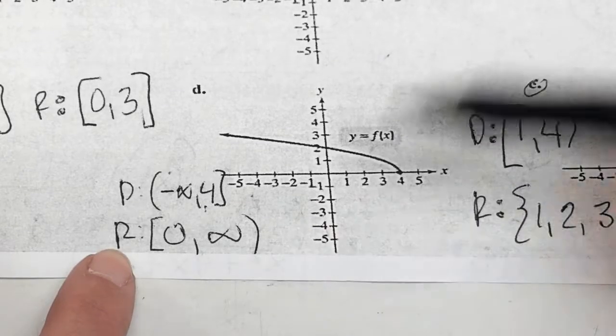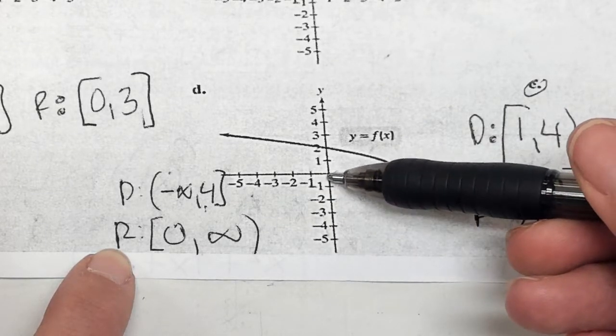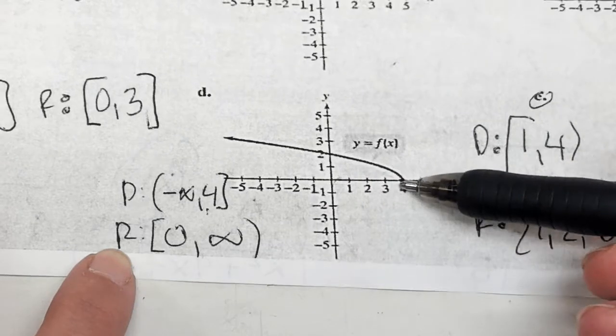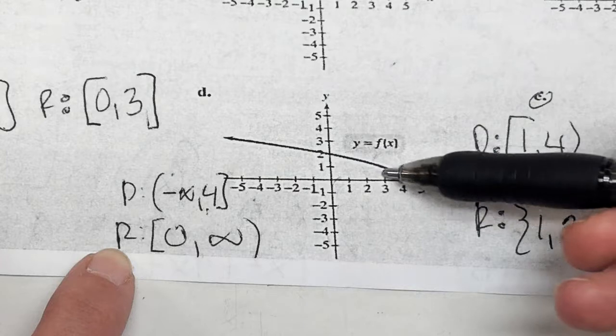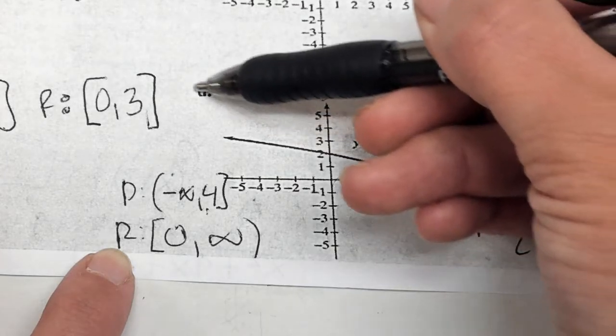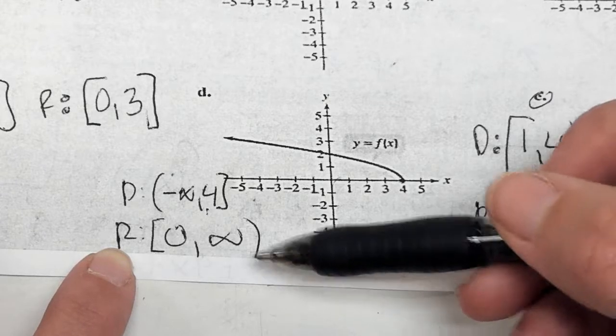Now for the range, how far low does this go? Looking at the Y value, 0. Good. And then this looks like it's going kind of sideways, but we know the further left it goes, the higher up it's going to go, right? So it's going to go to what? Infinity. Good.